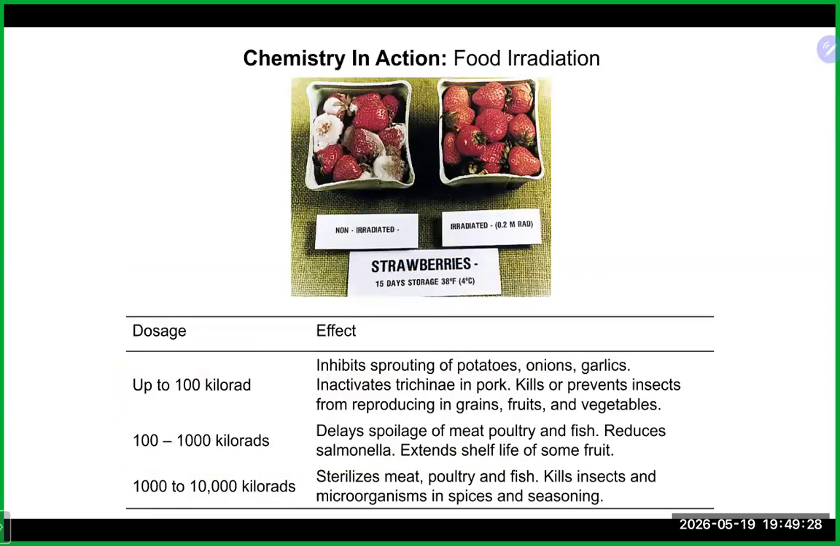That's strawberries. Good talk. Any questions on that? All right, that wraps up chapter 18.